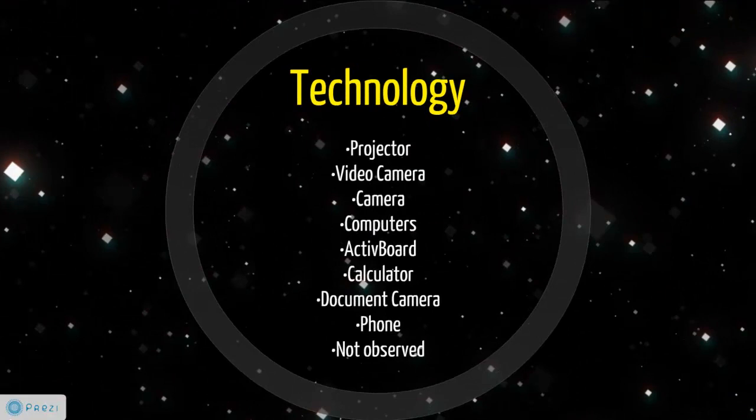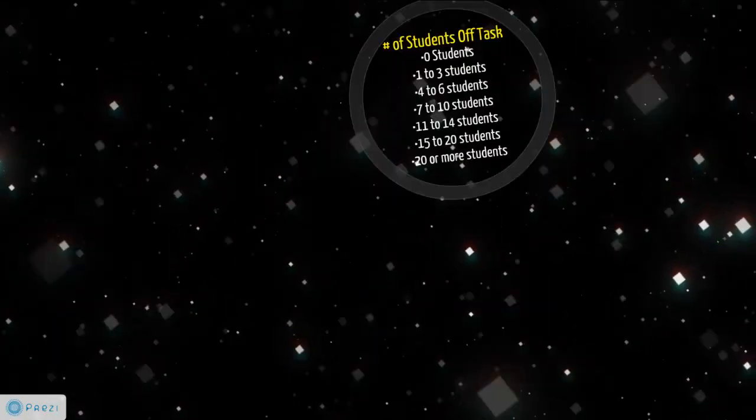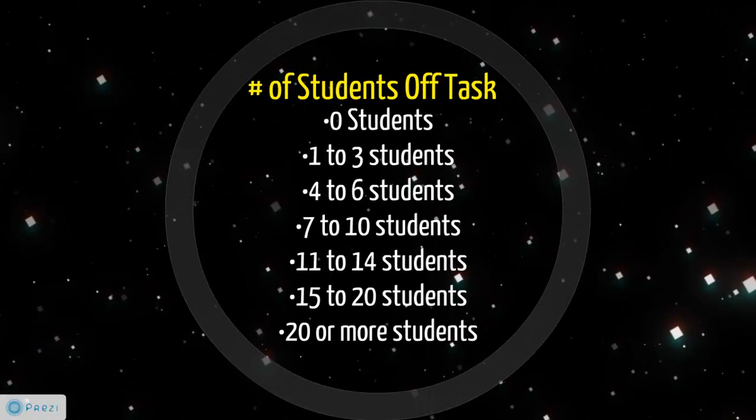Next, we'll move away from the observable behaviors that relate to rigor, and we'll collect information on technology. What's the projector, the video camera, a regular camera, computers, active board, calculators? What technology items were used in the classroom? We'll then collect data on the number of students off task. Basically, how many students were not participating in the expected behavior.